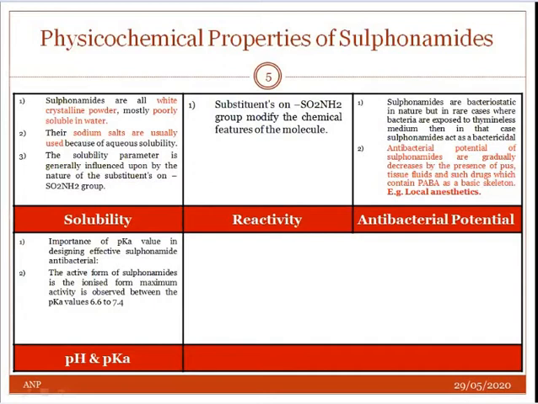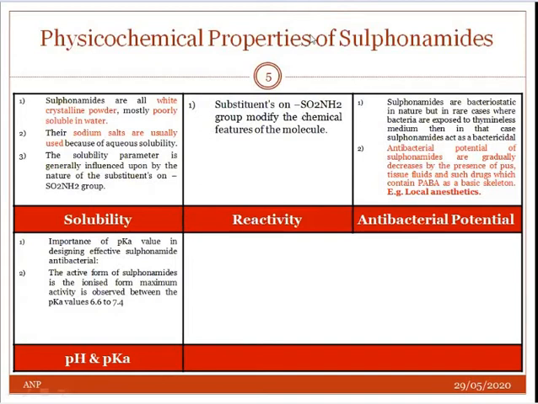The solubility is generally influenced by the nature of the substituents present on the SO2NH2 group. The solubility of any moiety which belongs to sulfonamide totally depends upon the substitution present on the SO2NH2, particularly the substitution on the nitrogen atom of the sulfonamide moiety, right? Then what about the reactivity? Substituents present on the SO2NH2 group again modify the chemical features of the molecule. The total reactivity of the compound depends on this SO2NH2 group.